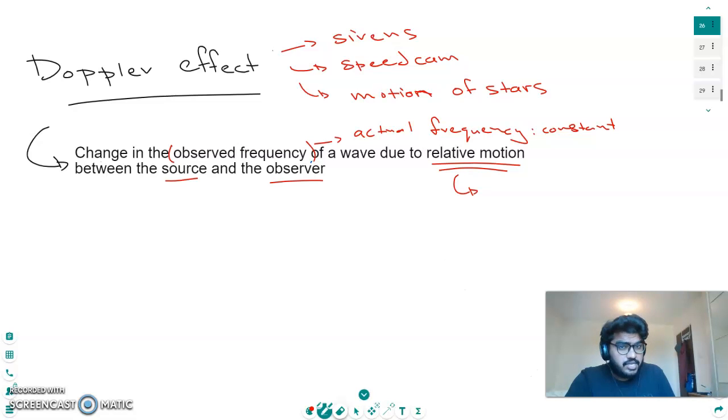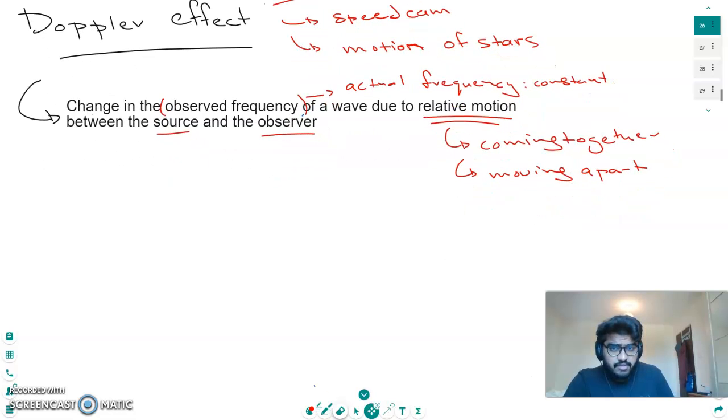The relative motion here implies that there is greater or less distance between the source and the observer, which means that they could be coming together or moving apart. Now, let's see how this works out in real life.